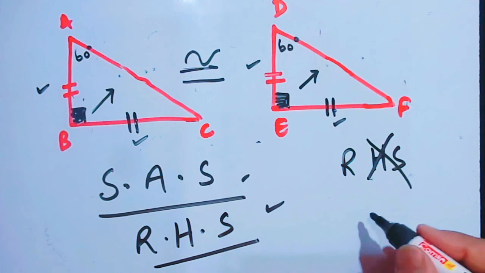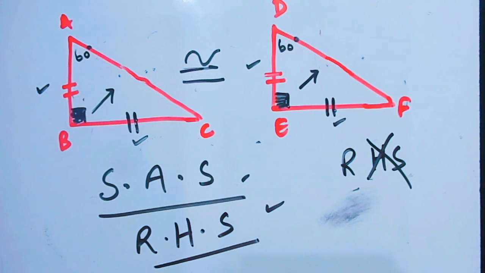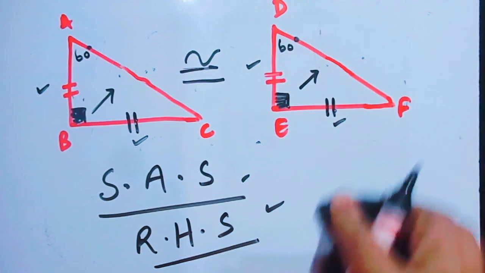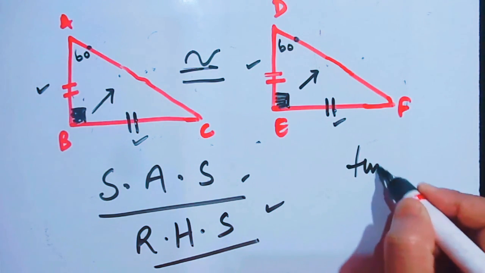Let us do a few sums which would really enhance our thinking about how to make two triangles congruent. Clear? So for the sums, please stay tuned.